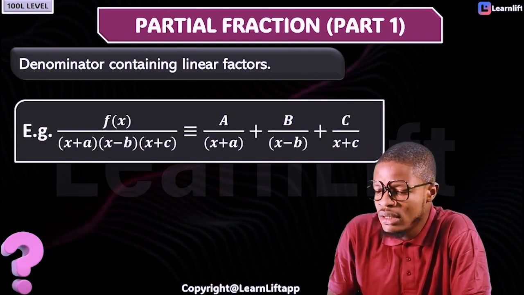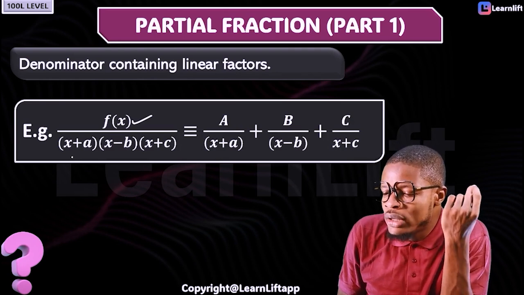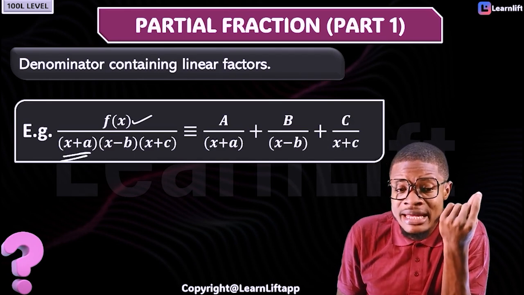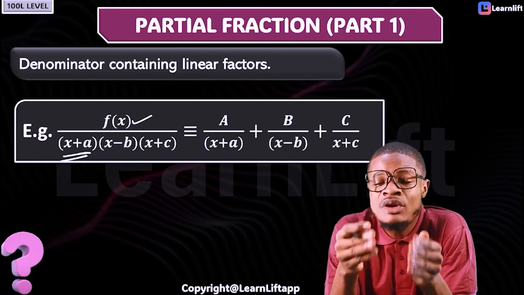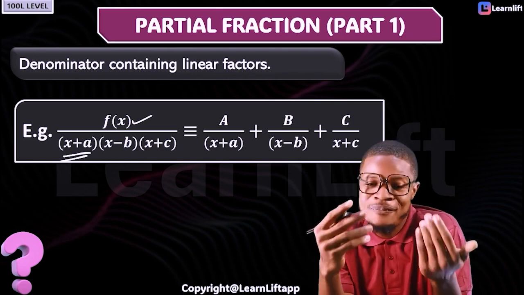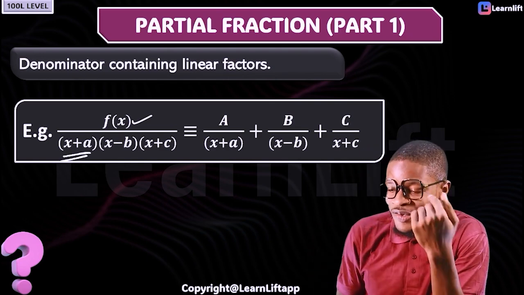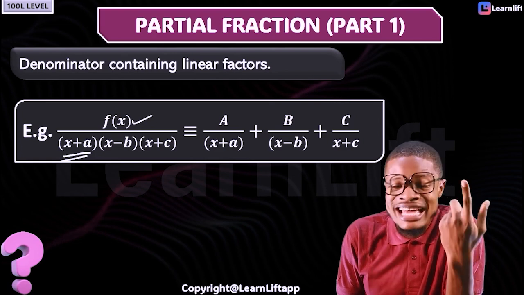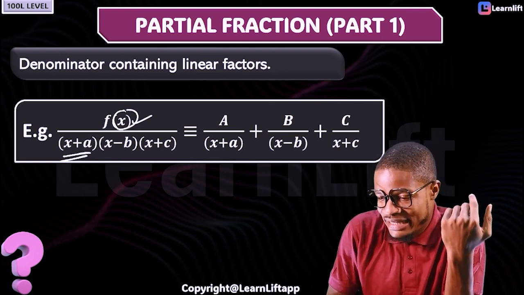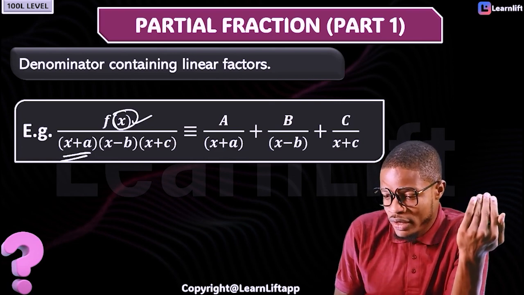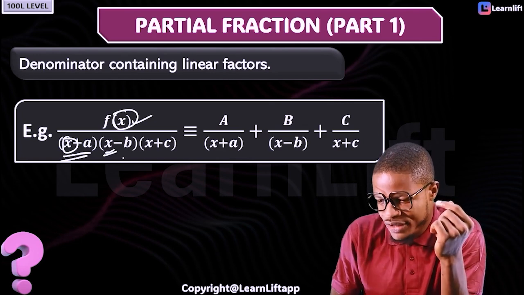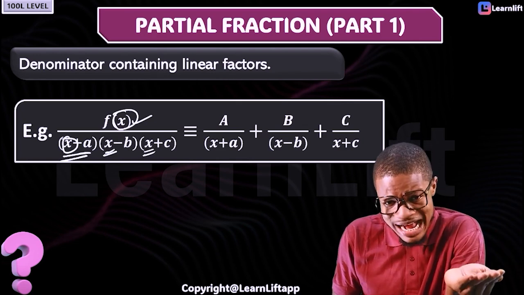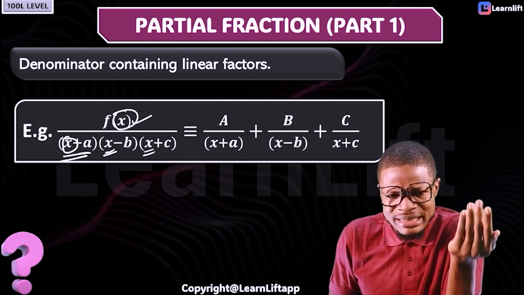F of x all over your x plus a. That a there is actually a number. That number can be 1, it can be 2, it can be any number, right? The idea there is just to check x is what we are checking there. Your x there is just one variable. One unknown, right? Oh yes. So how do I present this very quickly?